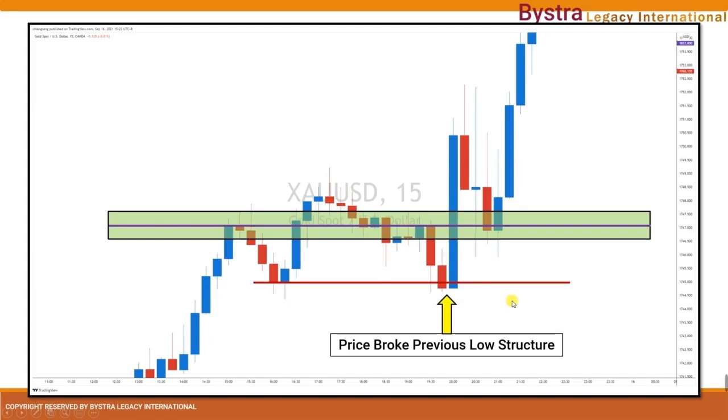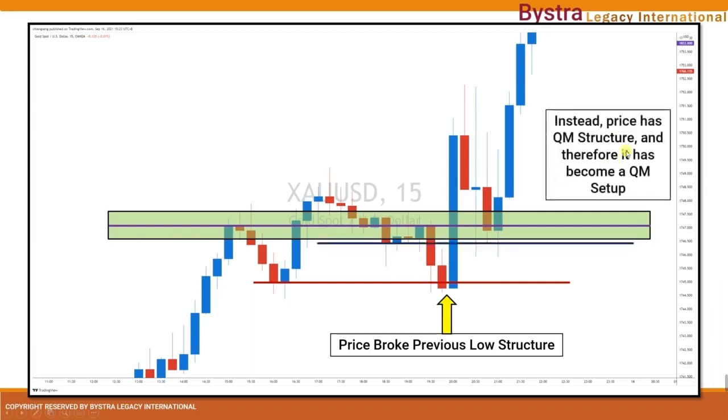Alright guys, make sure you know how to identify this. The QM setup you will learn in the next class. So here it has become a QM setup.